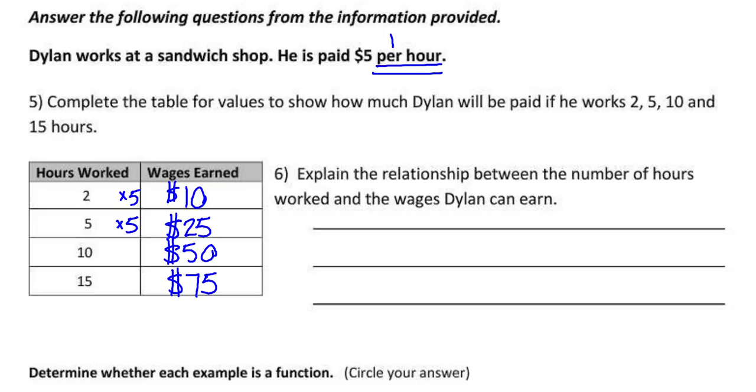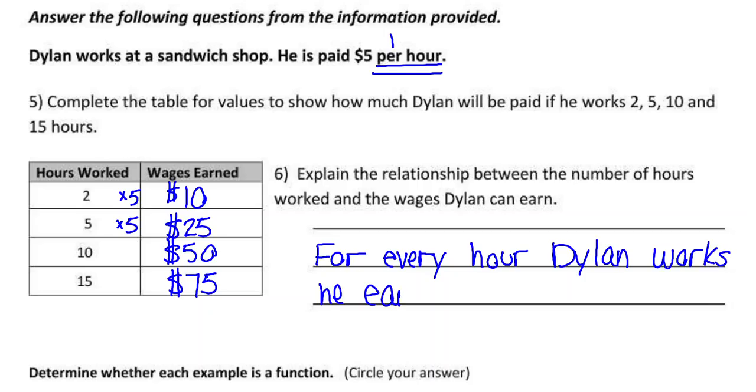So it says explain the relationship between the number of hours worked and the wages he can earn. Well, for every hour Dylan works, he earns $5.